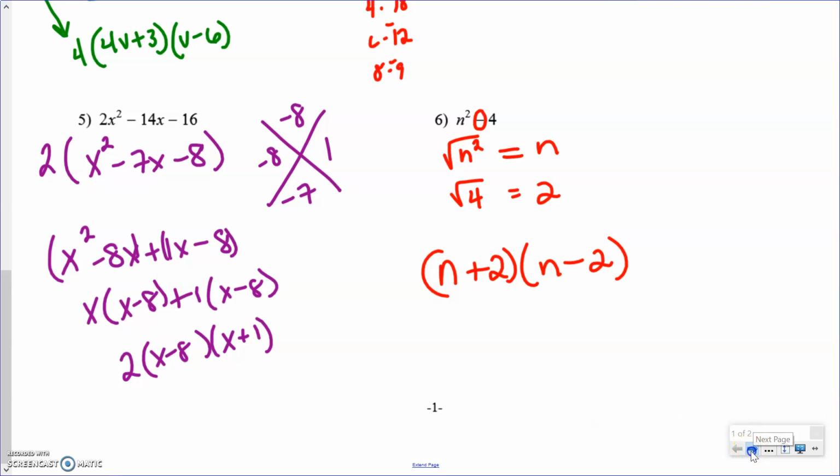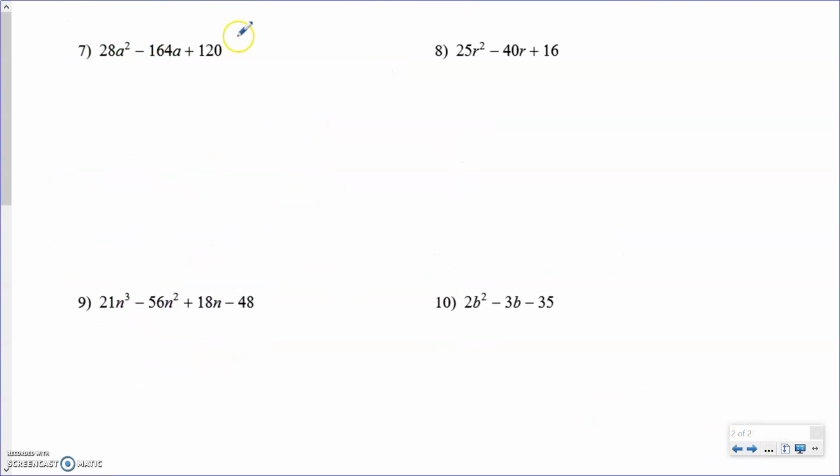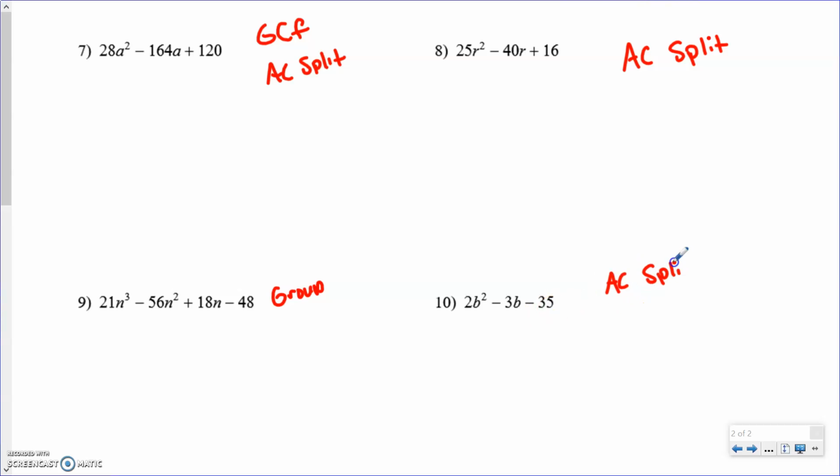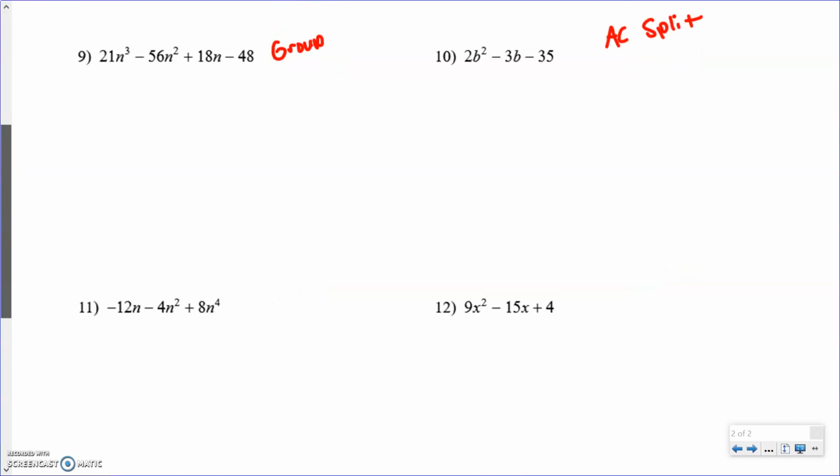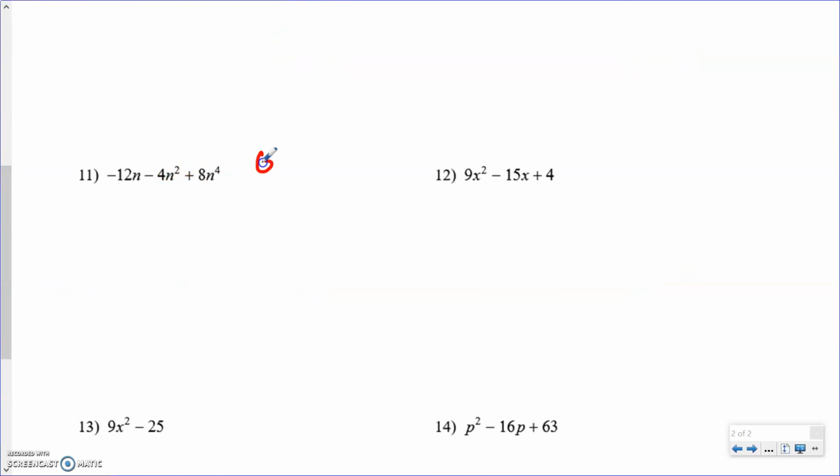Okay, on the next page, I'm just going to show you which method I'm going to do first. I'm going to check for GCF, and then this is going to be AC split because there's 3 terms. This one I'm going to check for GCF, which there isn't one, and then 3 terms means AC split. 4 terms means group. 3 terms GCF if there is one, AC split. 3 terms GCF, and then see if you can do AC split.